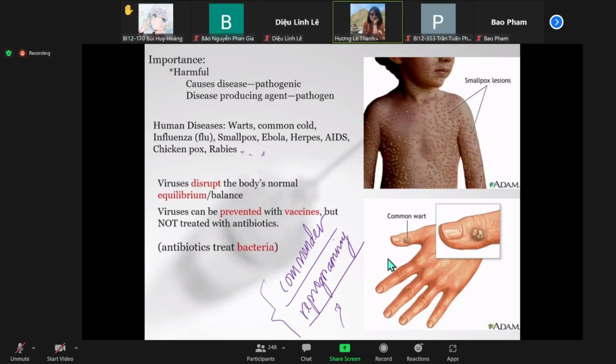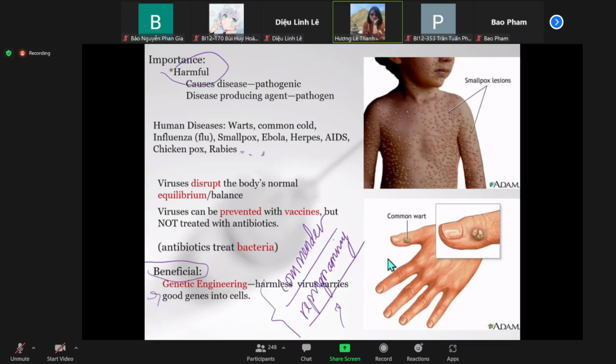And also, besides the harm, they share the benefits that we can use, like in genetic engineering. A harmless virus can carry a good gene into cells. You know the AstraZeneca vaccines.